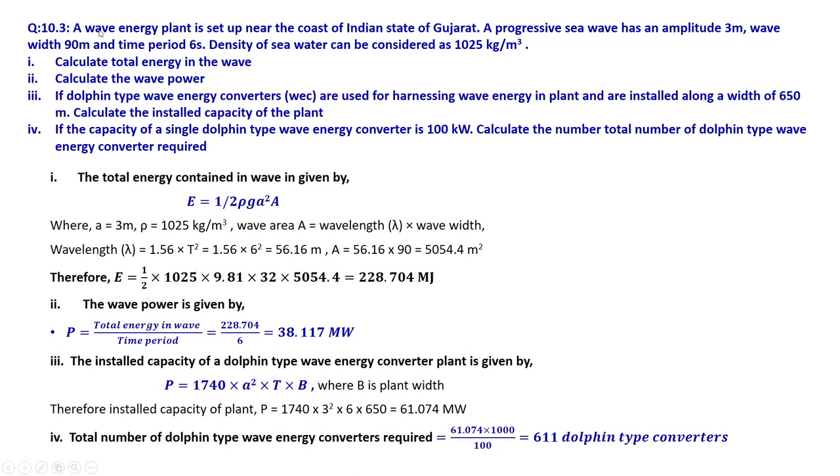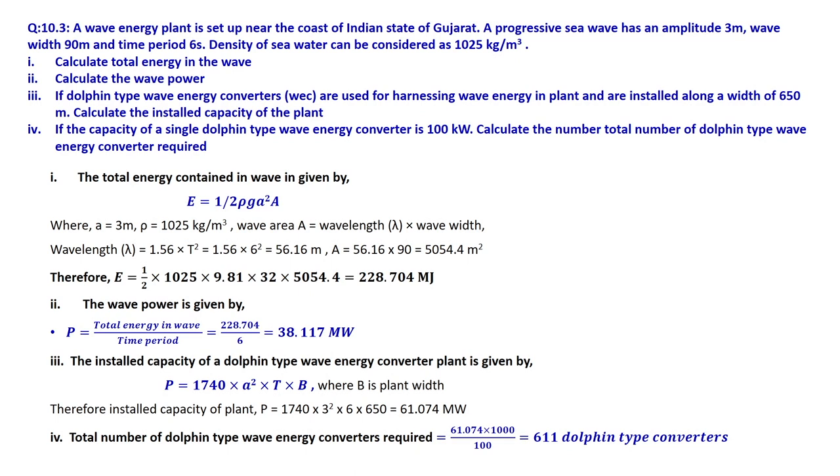Maybe we can solve one more problem. A wave power plant is set up near the coast of the Indian state of Gujarat. A progressive sea wave has an amplitude of 3 meter, wave width is 90 meter and time period is 6 seconds. Density of seawater is 1025 kg per cubic meter. We can calculate total energy in the wave, then wave power. If dolphin type wave energy converters are used for harnessing wave energy in the plant and are installed along the width of 650 meter, we need to calculate the installed capacity of the plant. And in the fourth question, if the capacity of the single dolphin type wave energy converter is 100 kilowatt, we need to calculate the total number of dolphin type wave converters required.